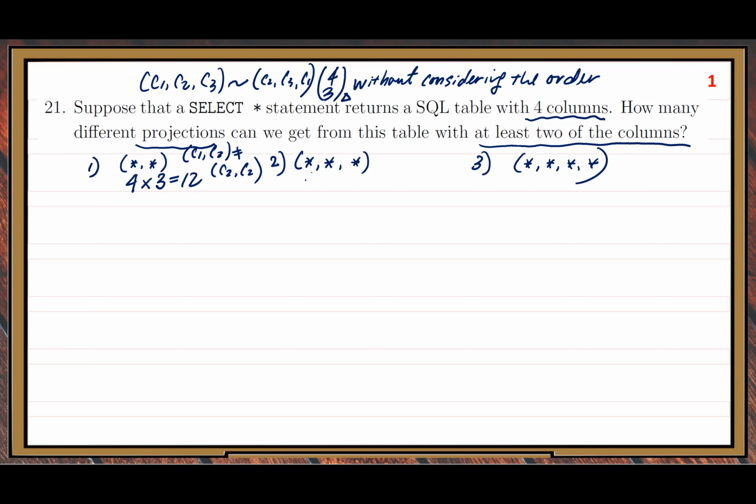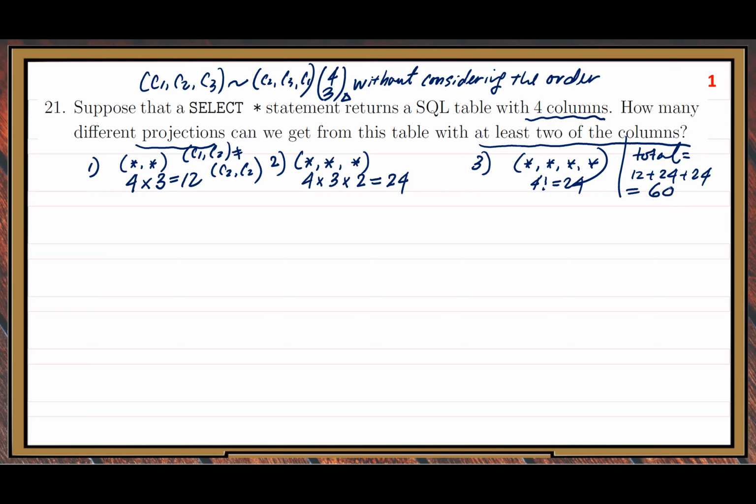Similarly, case number 2: 4 cases for the first component, 3 cases for the second component, and 2 for the third one. So that's 24. And the last one, 4 factorial, also 24. So the total, 12 plus 24 plus 24 equals 60.